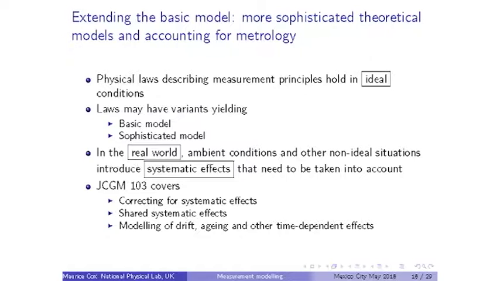So JCGM 103 includes generic material for correcting for those effects, sometimes shared systematic effects if we have multiple measurands, where an effect influences each input quantity. And it also covers the modelling of drift, aging and other time-dependent effects, because that's real metrology. Instruments drift, instruments have to be recalibrated, instruments age because they wear, and so on.